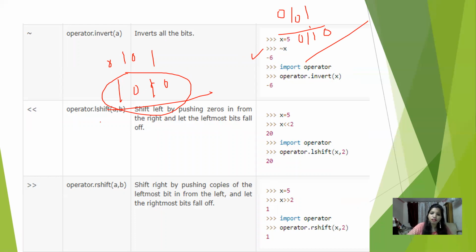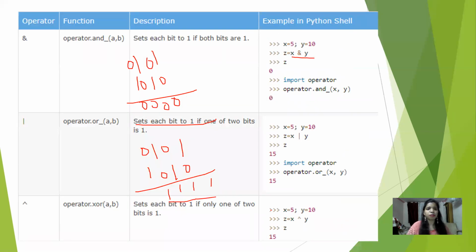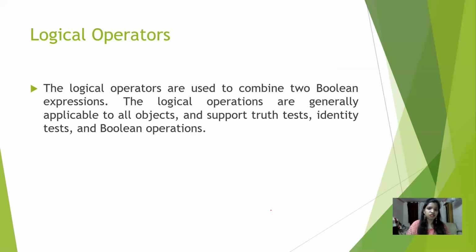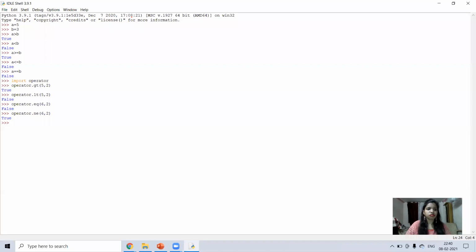Okay. Now left shift, I have already explained previously. If we shift the number 5 two times left, the answer will be 20. If we shift right two times, the answer will be 1. So this was the bitwise operator. Now we'll do these operations in Python, starting with the logical operators.